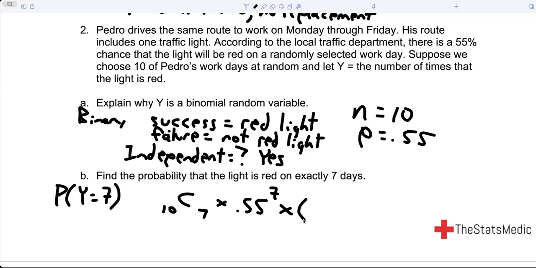Times the probability of failure, which would be 0.45, 1 minus 0.55. And then this exponent would be the total n minus the number of successes. So there's 3 failures. Let me show you how to calculate the combination on your calculator.